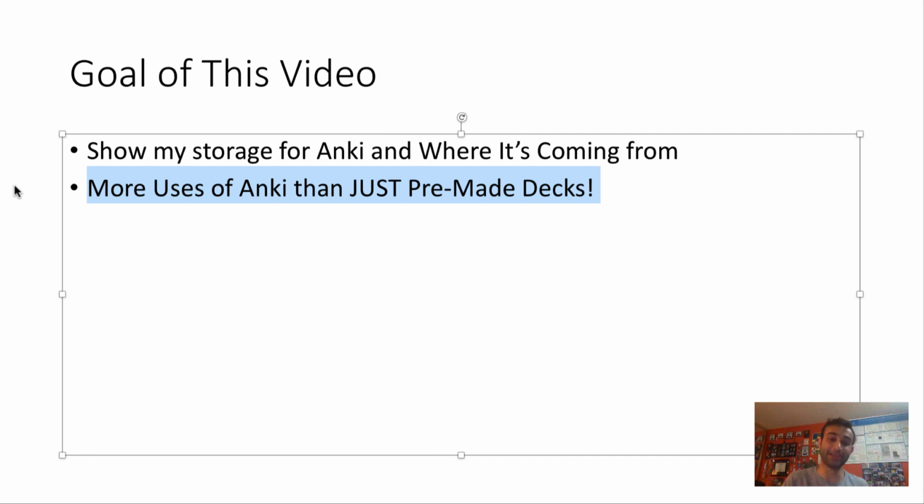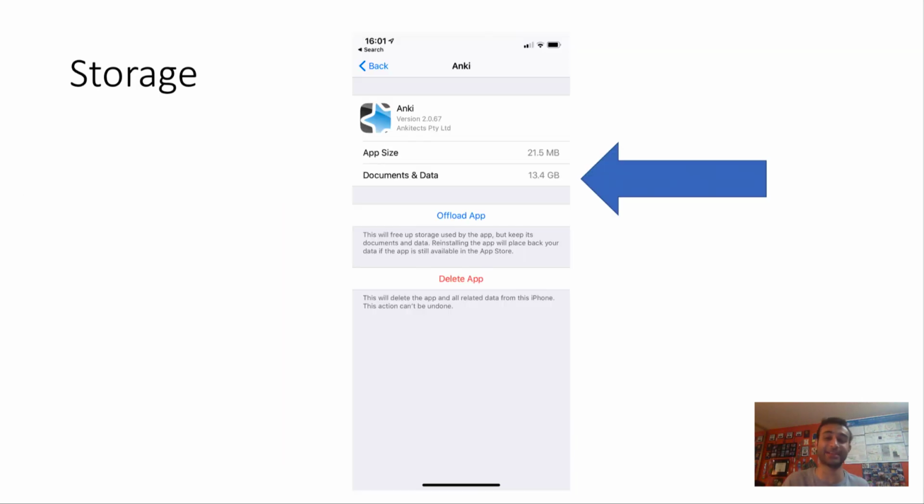So with that being said, drum roll, the amount of storage my Anki takes up is actually about 13 gigabytes, which is insane. I think many of you may be surprised by this number. I have about a 64 gigabyte iPhone, which means about 1/4 of it is taken up with Anki, which is absolutely crazy. So how is this actually broken up?